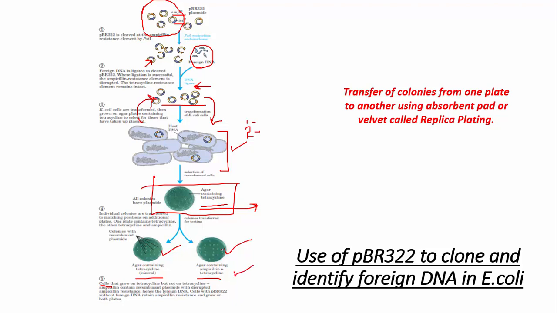Why do they not grow here? Because here the plasmid which has our recombinant DNA inserted into the ampicillin resistance gene. So the antibiotics will kill those recombinant cells, and here we can select our transformant cells. What is replica plating? Transfer of colonies from one plate to another plate using an absorbent pad or velvet cloth is replica plating.